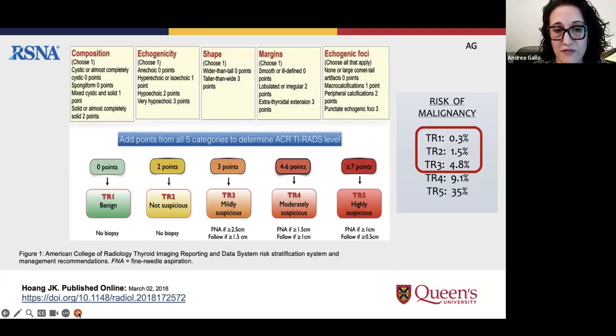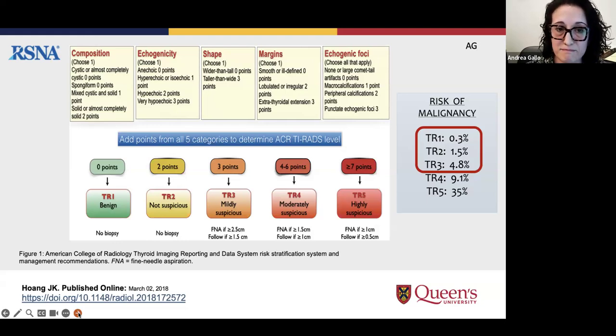If you notice, the first 3 categories, TIRADS 1, 2, and 3, are low or mildly suspicious or not suspicious at all. But when we talk about TIRADS 4 and TIRADS 5, that is when we are going to start recommending biopsy, because they have higher risk of malignancy. If you look in the box on the right, TIRADS 1, 2, and 3 have less than 5% risk of malignancy. And the higher the score of the nodule, the smaller the size for fine needle aspiration.